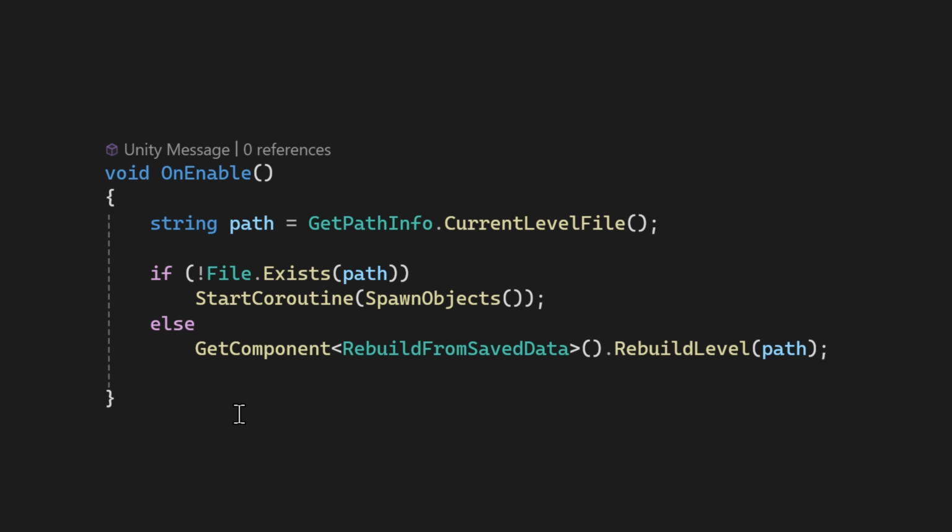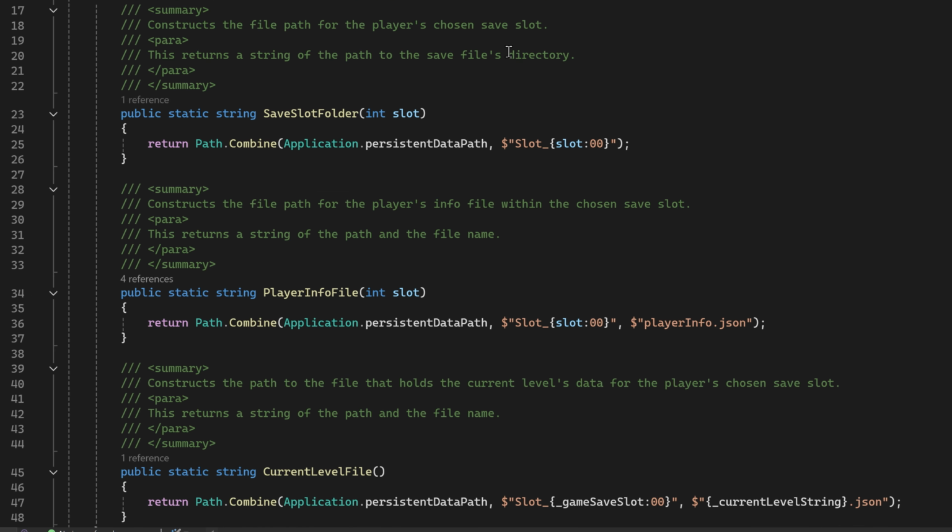Once we get into the level, my prototype does this. It gets the path info for that current level. I've just made a static class that finds the paths, because there's a few different paths that I need for loading and saving, and it just gets the application persistent data path, which is different for each system. So you have to ask for it depending on whether you're on a mobile or a VR or a computer. That path is going to be slightly different.